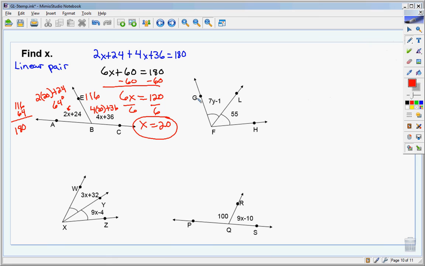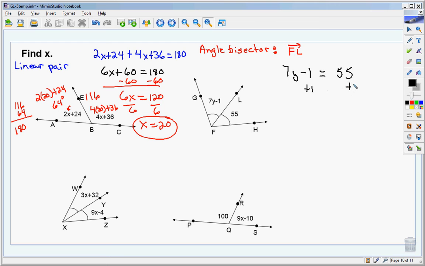In the next picture, what do we see? It's an angle bisector. In fact, what ray is the angle bisector? Ray FL is the angle bisector. Because it is an angle bisector, what can you tell me about the 7y minus 1 and the 55? They're equal to each other. So we set them equal. That takes care of the geometry.